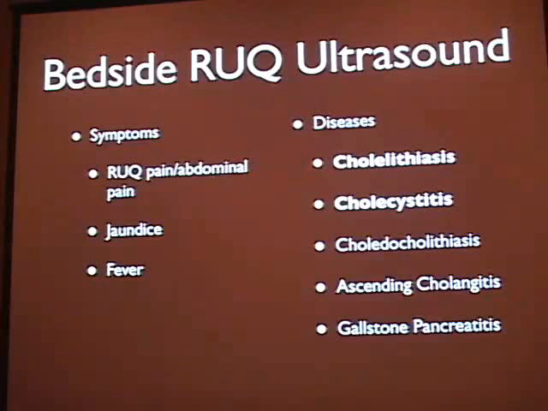The diseases that we're going to be able to pick up on a bedside ultrasound are cholelithiasis, cholecystitis. As you get good and as you start to be able to visualize the common bile duct, you can pick up things like choledocholithiasis, ascending cholangitis, given the right clinical picture, and then gallstone pancreatitis. We're going to focus today on looking at gallstones and some of the signs of cholecystitis in the interest of time.